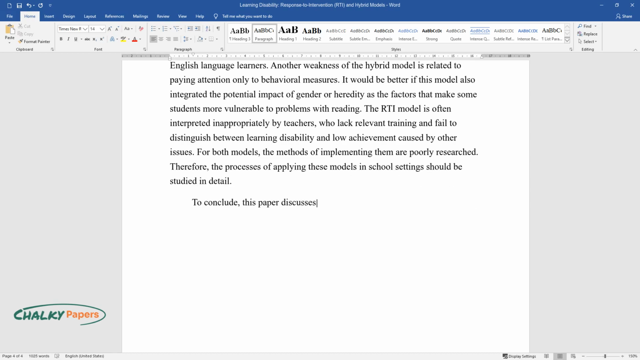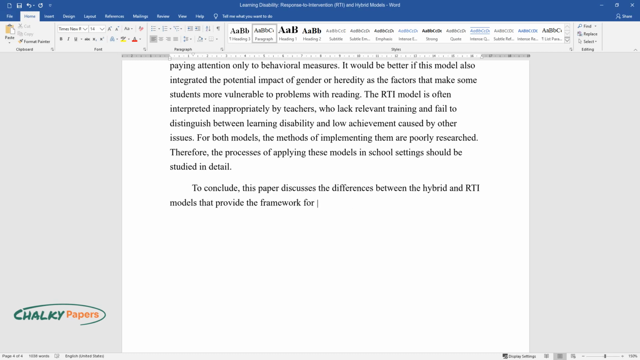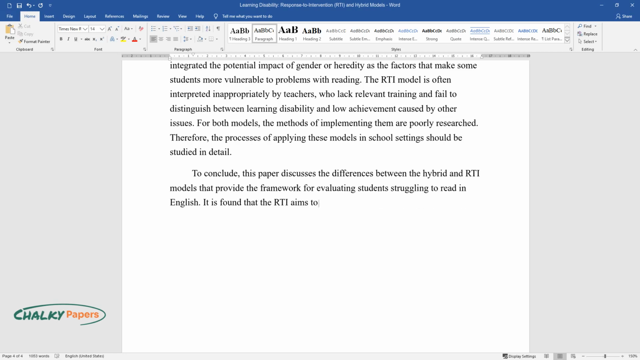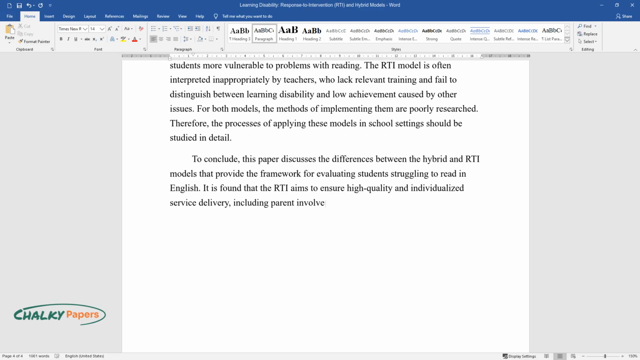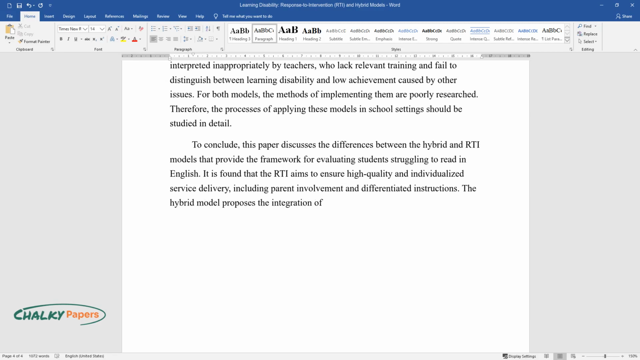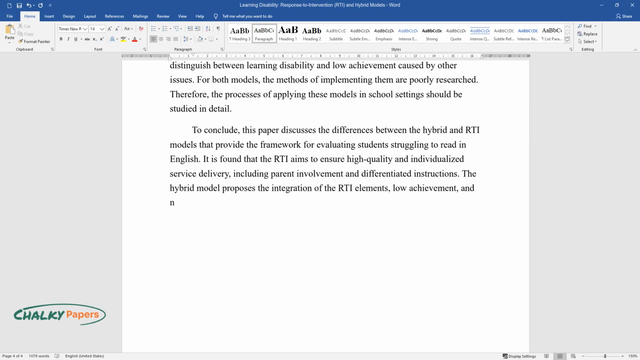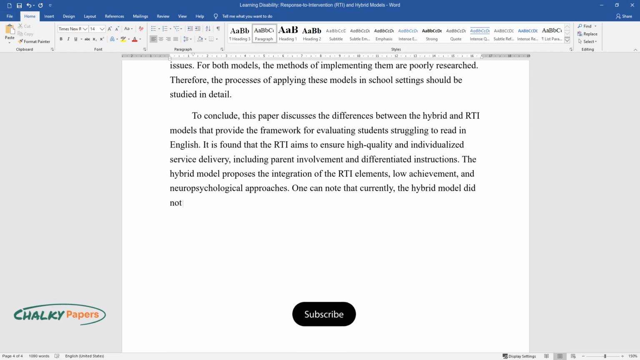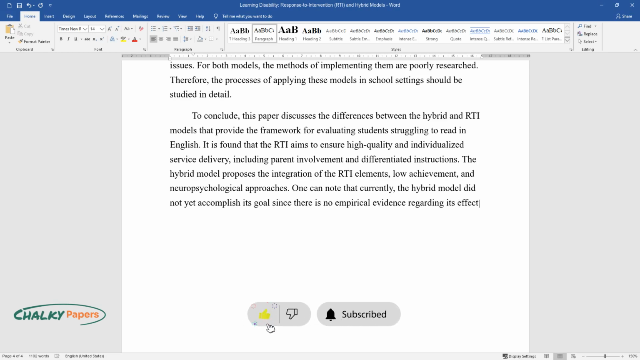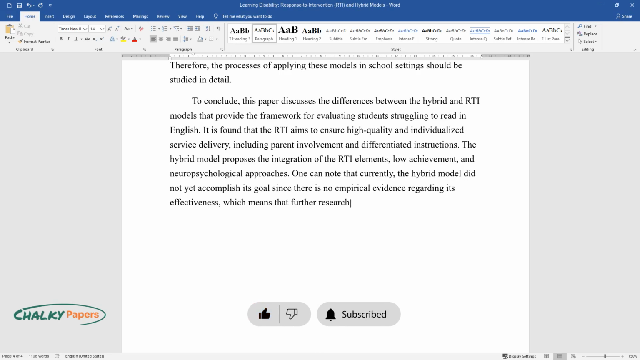To conclude, this paper discusses the differences between the hybrid and RTI models that provide the framework for evaluating students struggling to read in English. It is found that the RTI aims to ensure high-quality and individualized service delivery, including parent involvement and differentiated instructions. The hybrid model proposes the integration of the RTI elements, low achievement, and neuropsychological approaches. One can note that currently, the hybrid model did not yet accomplish its goal since there is no empirical evidence regarding its effectiveness, which means that further research is needed.